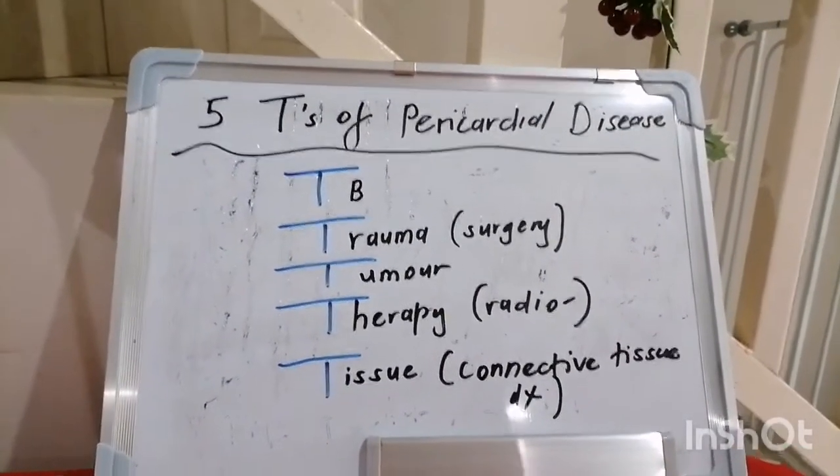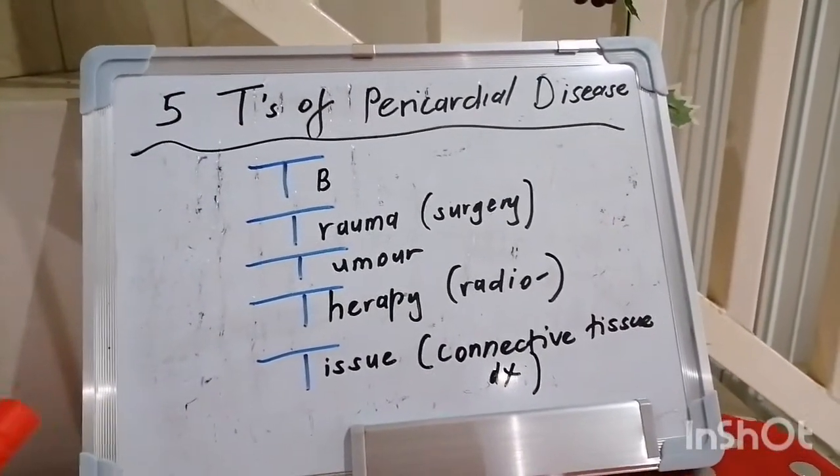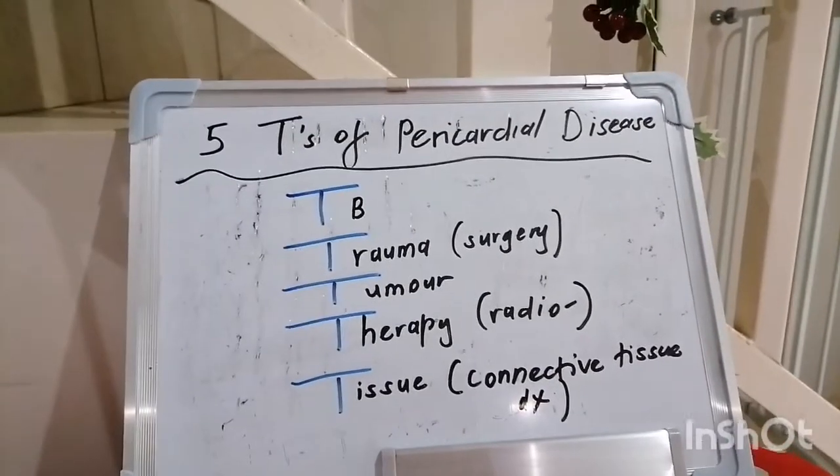Yes, it's the eve of Christmas Eve, and previously we've discussed 5 T's of spinal cord issues. Today we're discussing 5 T's of pericardial disease.